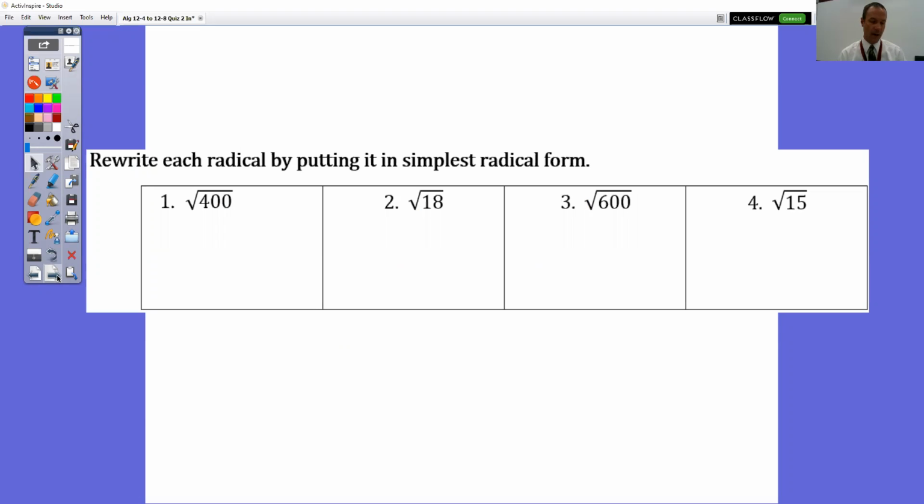Rewrite each radical by putting it into simplest radical form. Remember, you're looking for perfect squares. What numbers go into these that are perfect squares?